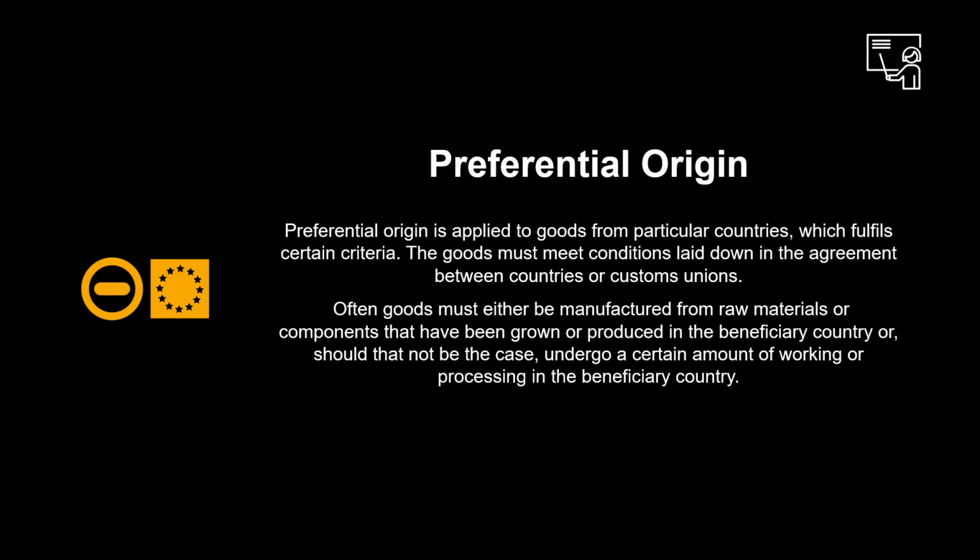Let us clarify some terminology. Preferential origin is applied to goods from particular countries, which fulfill certain criteria. The goods must meet conditions laid down in the agreement between countries or customs unions. Often goods must either be manufactured from raw materials or components that have been grown or produced in the beneficiary country or, should that not be the case, undergo a certain amount of working or processing in the beneficiary country.